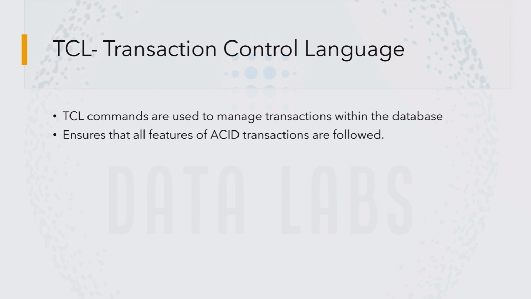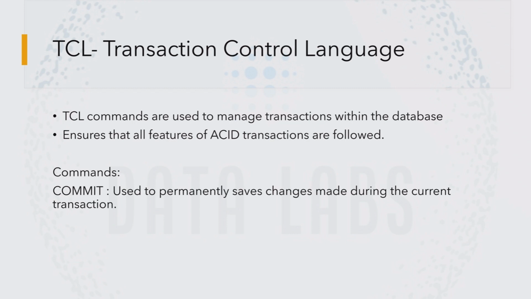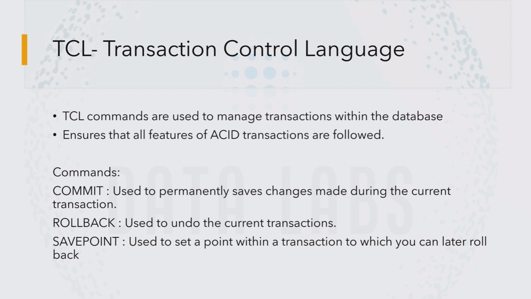Transaction control language. TCL commands are used to manage transactions within a database and ensuring data integrity and consistency. These commands also ensure that all the features of ACID transactions are followed. Some of the commands are commit, which is used to permanently save the changes made in a transaction; rollback, which is used to undo the changes in a transaction. The changes can be rolled back to the last commit or to the previous save point. Save point, which is used to set a point within a transaction to which you can later roll back.